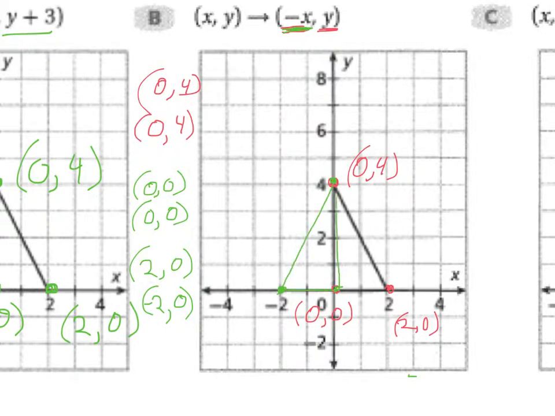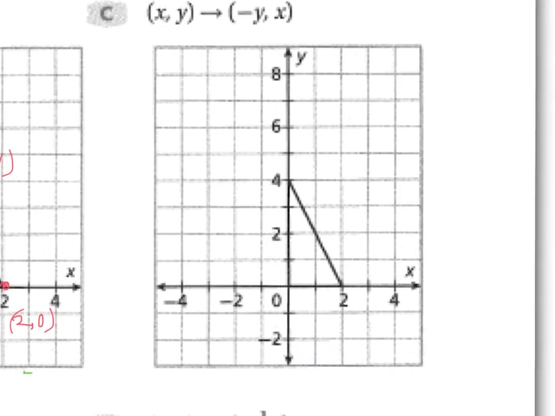Is this the same shape and size as the original triangle? Yes, it is. So we have rigid motion here in this example. All right, looking at C.